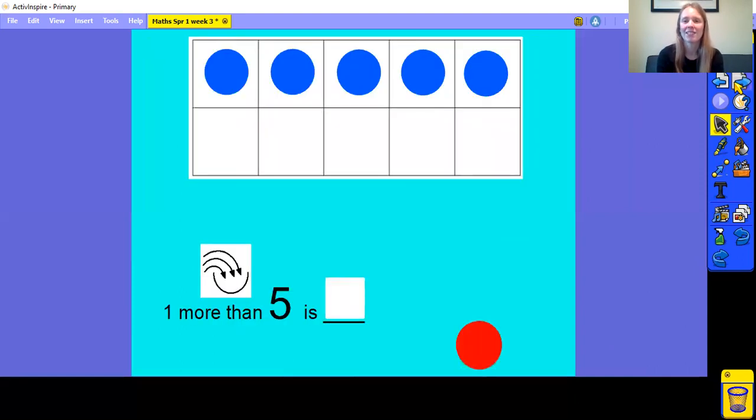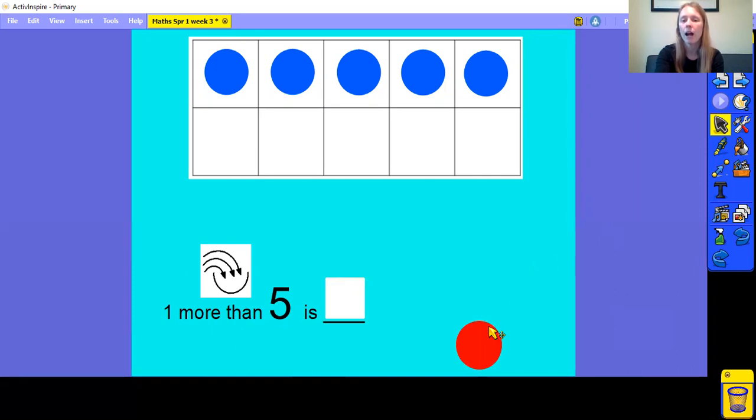Okay, let's get started. Here I have a sentence. My sentence says 1 more than 5 is, and we need to find the answer. So first, I have 5. And here are my 5 blue counters on my 10 frame. You can use any object to represent the 5 counters.